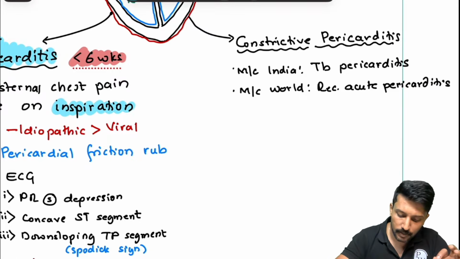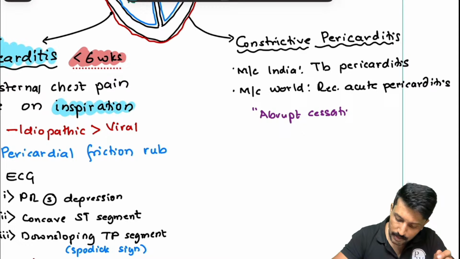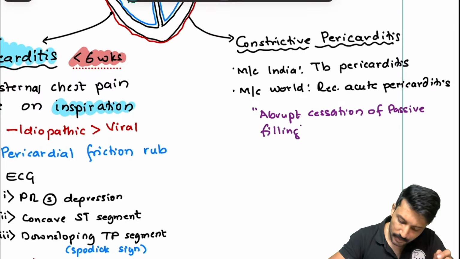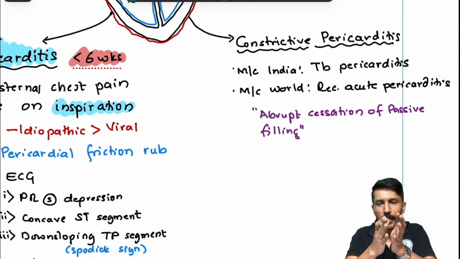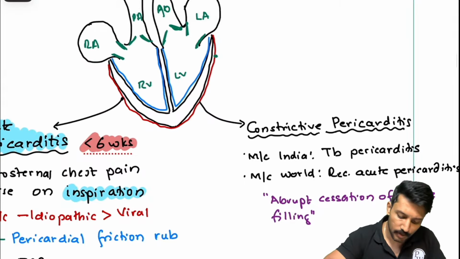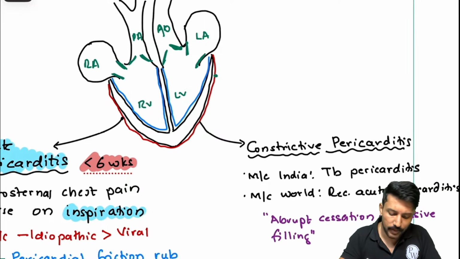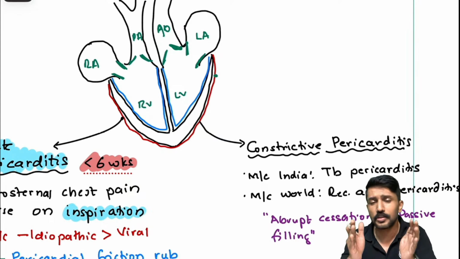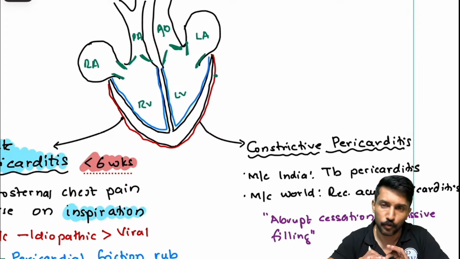The single phrase that you need to remember about constrictive pericarditis is abrupt cessation of passive filling. When I am transferring blood from atria to ventricle, we transfer first by passive filling and then active filling. As the passive filling is happening and I'm filling the blood into the ventricle, the ventricle starts expanding, and the expanding ventricle reaches the limit of pericardial stretch. It cannot stretch anymore. It halts there. So I'm abruptly stopping the passive filling.